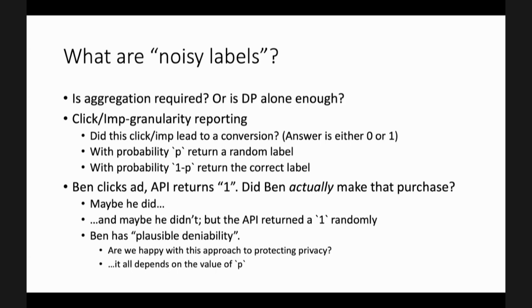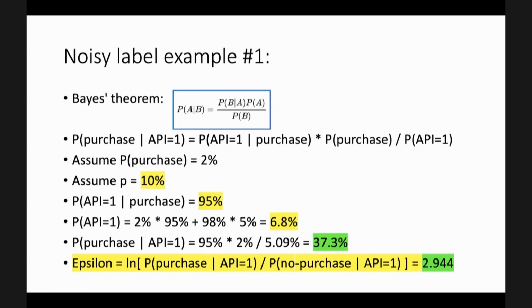So how happy are we philosophically with this sort of approach to protecting privacy? The answer is like, it really depends a lot on P, like that random chance. So let's just go through a little bit of math really fast here. So take Bayes' theorem, which tells us, what is the probability of something given some other information? So what's the probability Ben actually made that purchase given the fact that the API returned a 1? Well, you can sort of plug in the numbers into Bayes' theorem, and what you get here is this number I've highlighted in green, 37.3.